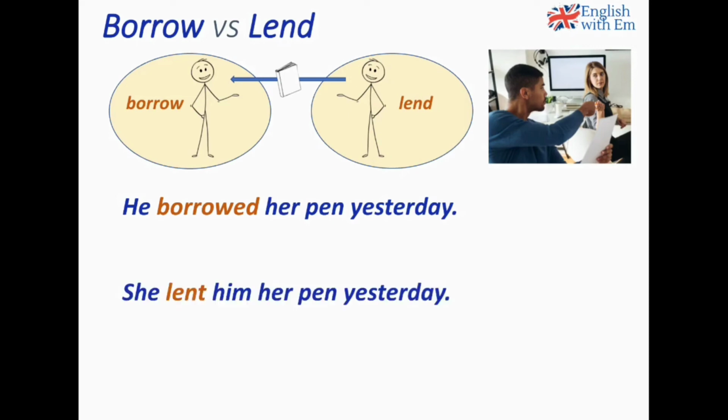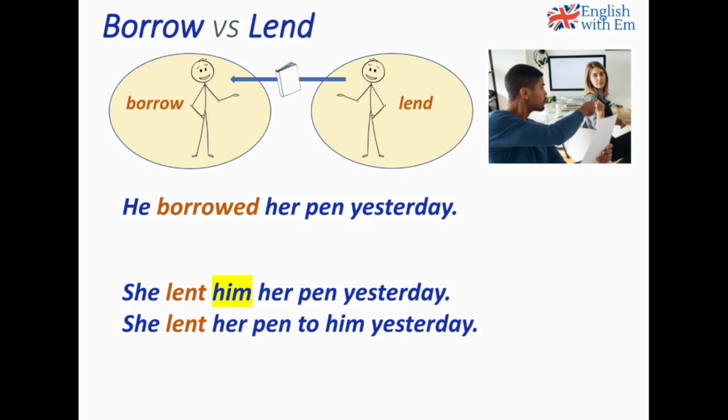She lent him her pen yesterday. Lend is irregular, and in the past tense, we say lent. So the pen, the object, belongs to her. You lend something that is yours. And with lend, we must say who we lend the object to. In this case, him. She lent her pen to him yesterday. Again, we include the indirect object. Who did she lend the pen to? She lent it to him.